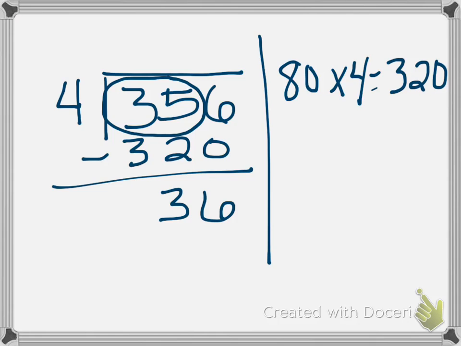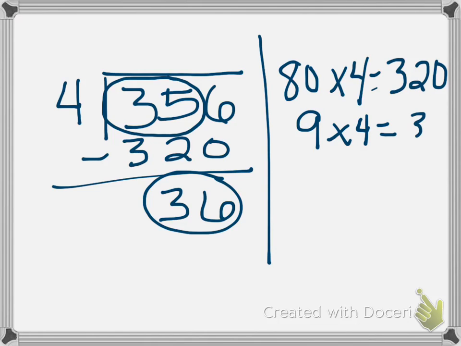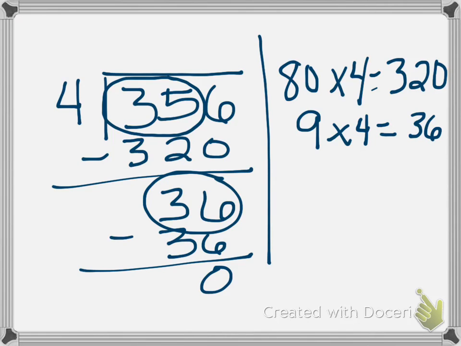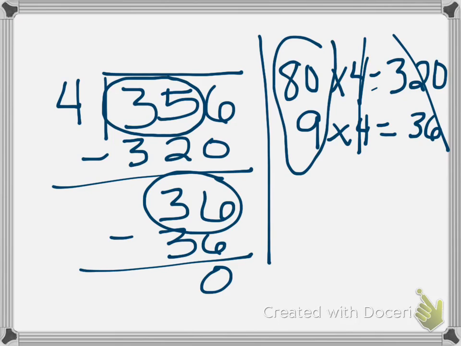Here the kids should notice that they see a basic fact. How many times does 4 go into 36? And they'll say, well, I know that 9 times 4 equals 36. I subtract out my 36 just to make sure I don't have remainders. And then my final quotient, I've used these numbers, I've used the divisor, and so I need to add 80 plus 9, which gets me 89.